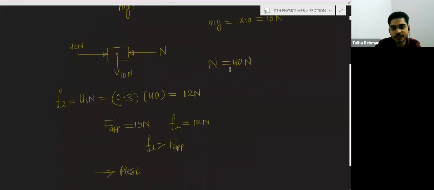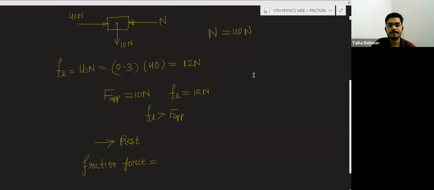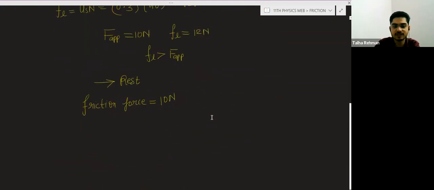What are they asking? Friction force. What will be the value of the friction force? Now, Joylin, tell. The value of the friction force will be 10 Newton because static friction force is self-adjustable friction. Okay? 10 Newton. Applied force becomes equal to the friction force. And they are asking what will be the acceleration. If the body is at rest, there will be no acceleration.